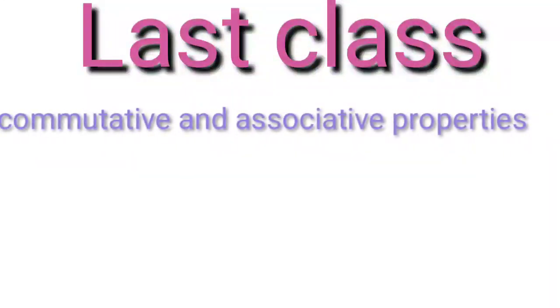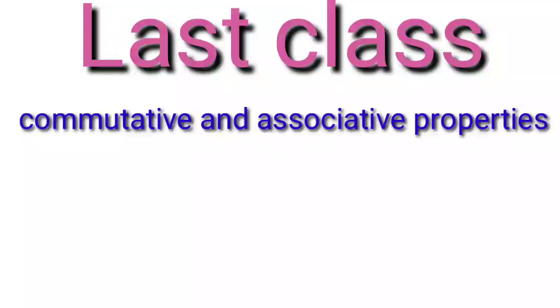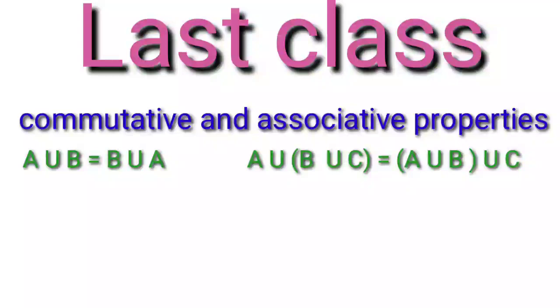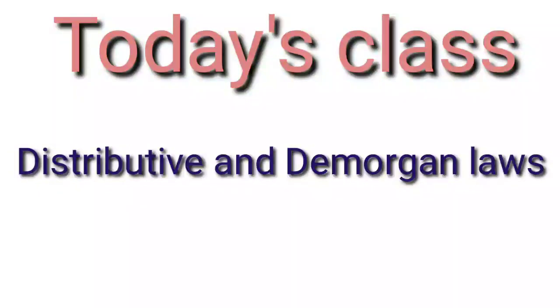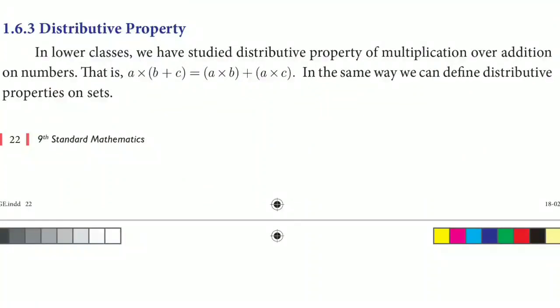On the continuation of last class, we learned the commutative and associative properties of set operations. That is, A union B is equal to B union A, and A union (B union C) is equal to (A union B) union C, and A intersection B is equal to B intersection A, and A intersection (B intersection C) is equal to (A intersection B) intersection C. In this class, we are going to see the distributive and De Morgan's laws.